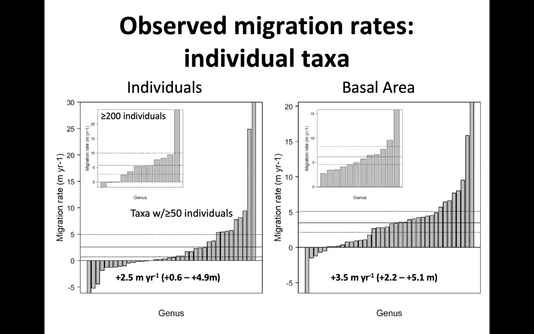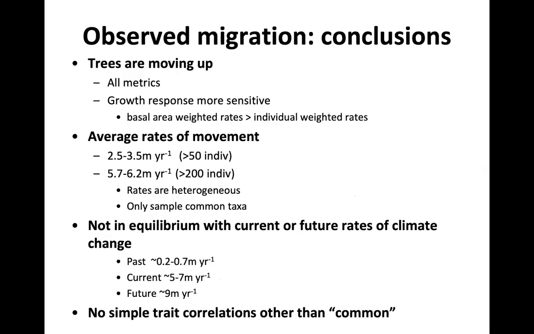And if you guys remember the lapse rate of the transect, it's 5.5 degrees C per 1,000 meters. And so the trees are moving up. The average rates of movement are fairly low, and they're pretty heterogeneous. So I don't know that it's even fair to talk about an average rate of movement because it's representative of almost no taxa.